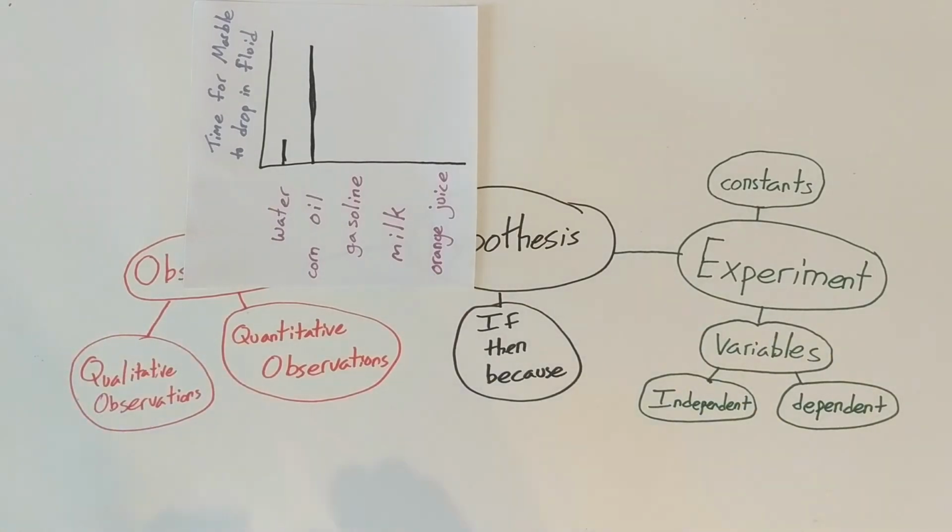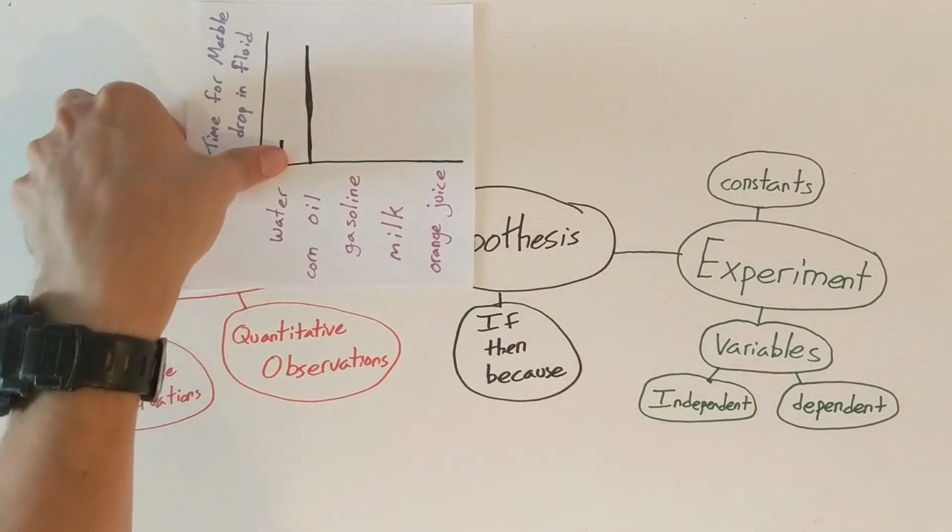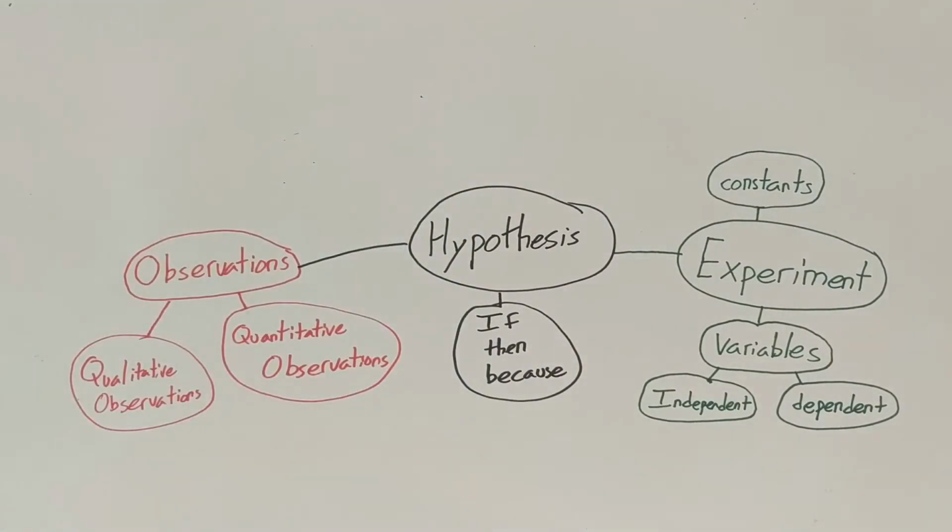And a constant in this situation might be how much fluid you have in the container. And it might be the type of container as well, because you want to test them all in those same conditions. So those are examples of how you might track the data of your variables.